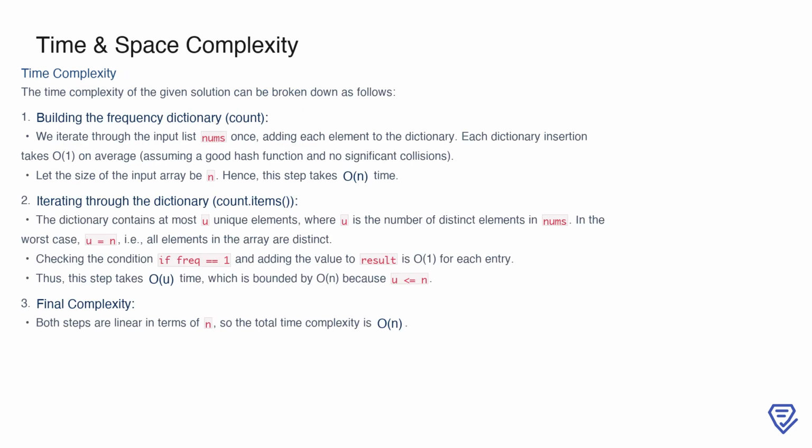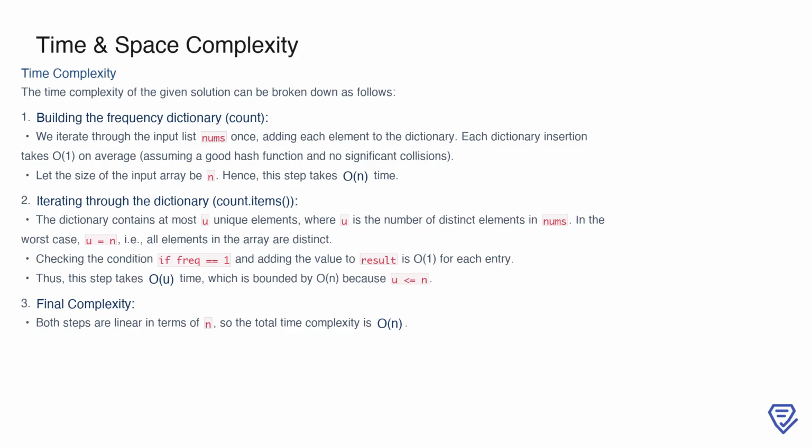Here, we'll analyze the time complexity of the solution step by step. First, we build a frequency dictionary using the input list nums. This involves iterating through the list once and adding each element to the dictionary. Since dictionary insertions generally take constant time, this step has a time complexity of O(n), where n is the size of the input array.